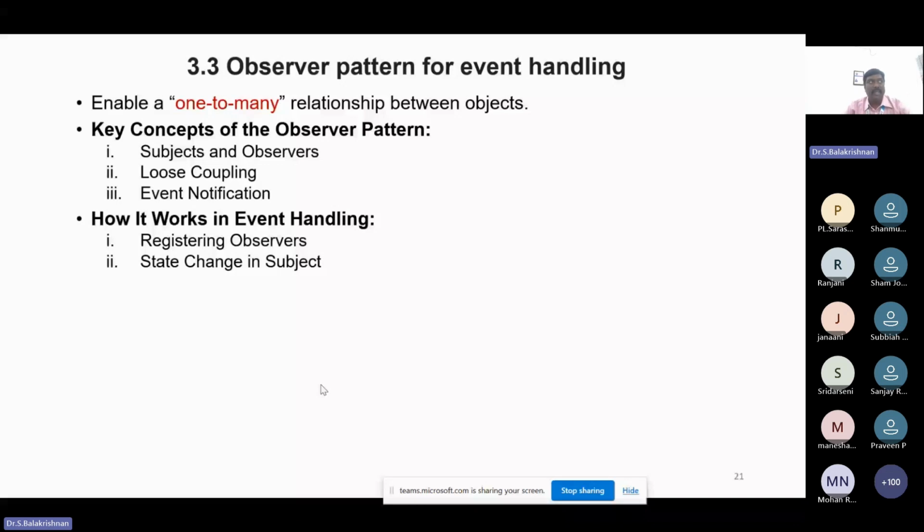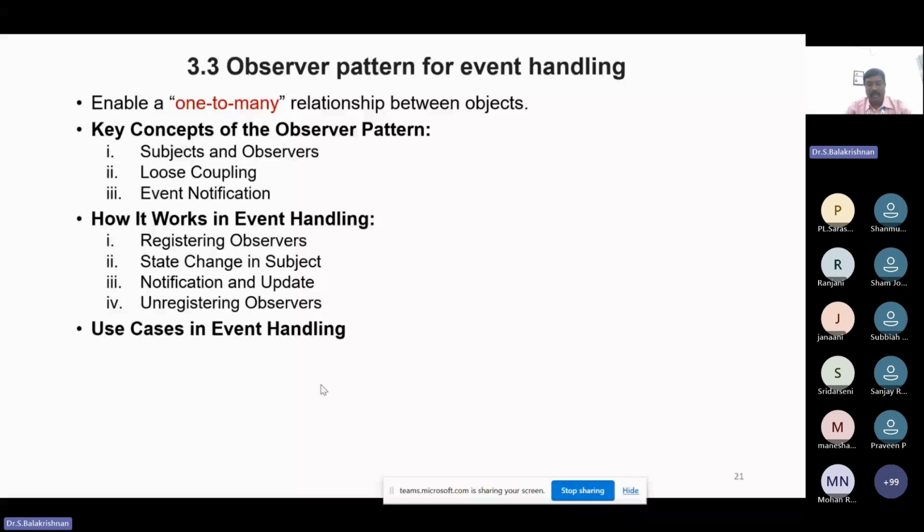Third thing is notification and update. Each observer implements an update method, which is called by the subject when an event happens. That's how notification and updating happen. The next one is unregistering observers: the observer can unsubscribe when they no longer need to receive notifications, allowing for efficient resource management. So that's very important about the observer pattern. The different use cases: the first is graphical user interfaces, and the second is logging and monitoring of the system. In those cases, it will be useful.